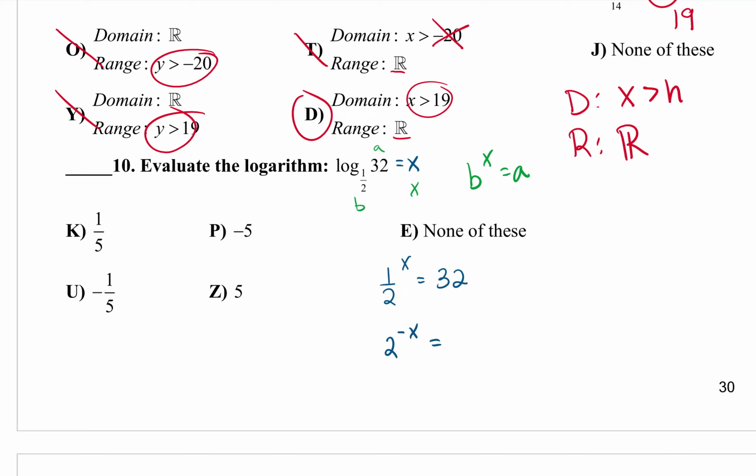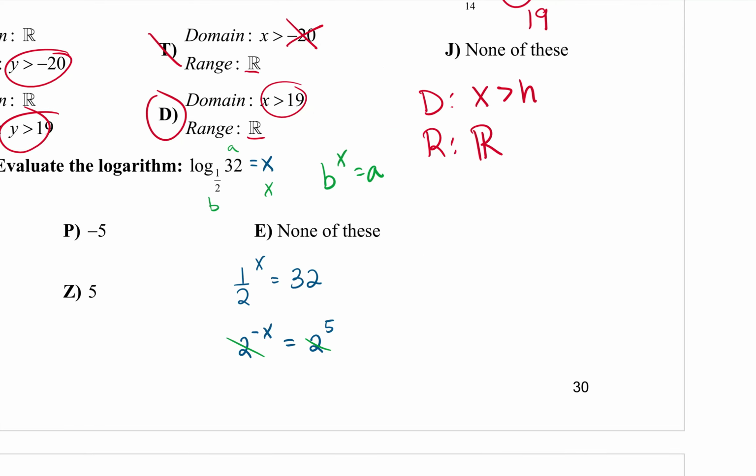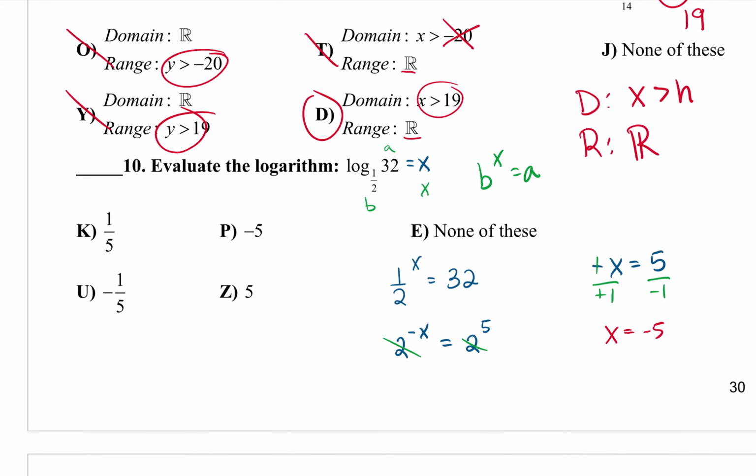And now, look, I can make 32 into a 2, right? 32 is simply 2 to the 5th power. Now I can get rid of those 2's. Let's move over here. I have negative x equals 5. So, because I don't want a negative, I divide by negative 1. That makes them positive. So I should have x equals negative 5. And that's P.